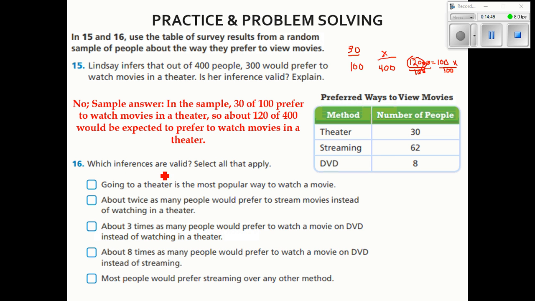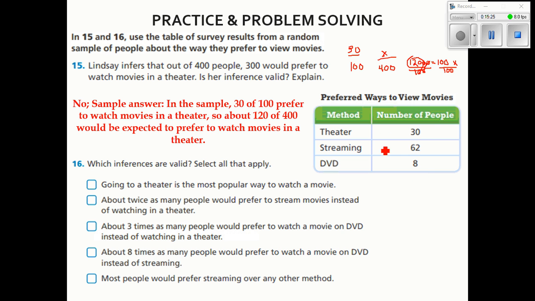Which inferences are valid? Select all that apply. Going to a theater is the most popular way to watch a movie. Not sure about that. About twice as many people would prefer to stream instead of watching in a theater. Well, that's true. 62 is about twice as many as 30. About 3 times as many people would prefer to watch a movie on DVD instead of watching it in a theater. No, actually, that's about the opposite.